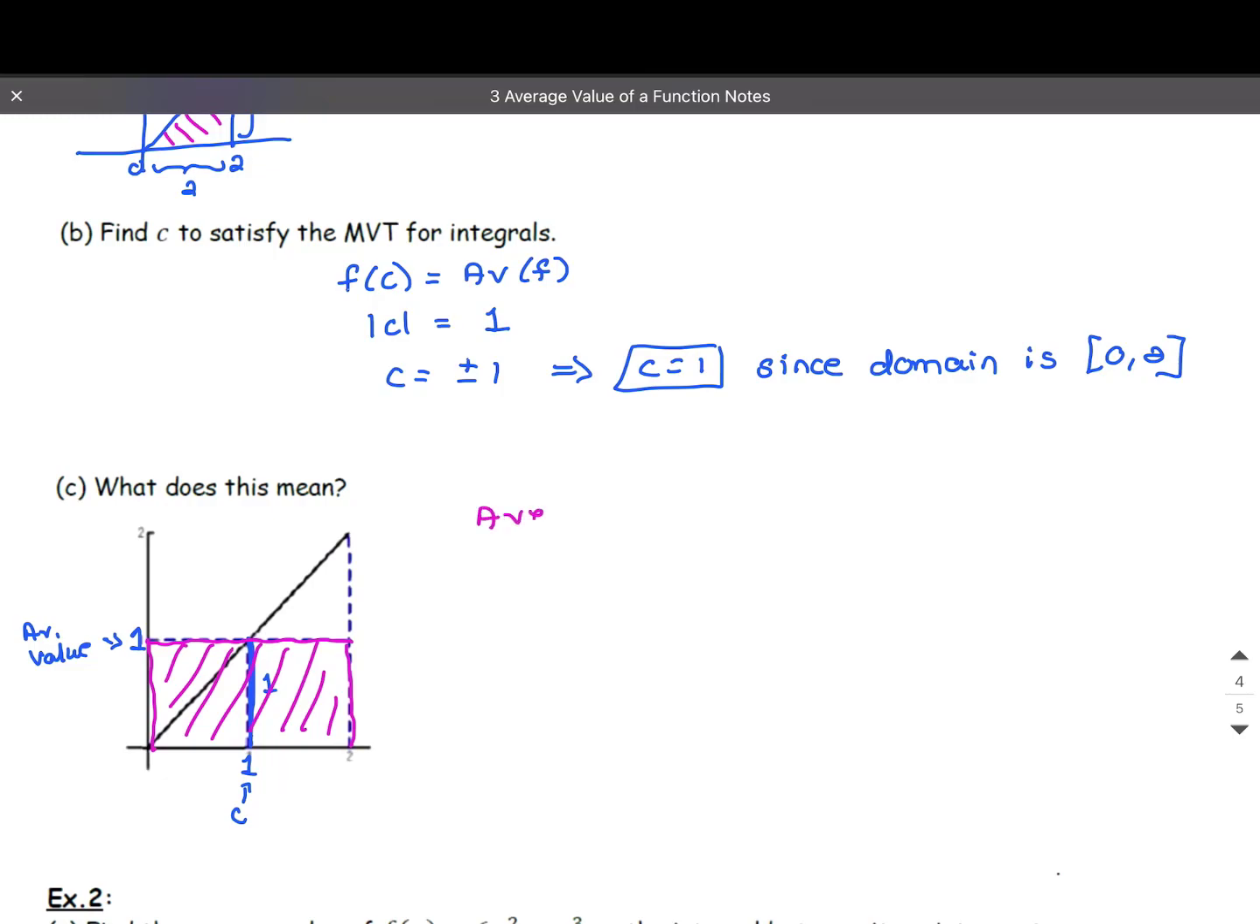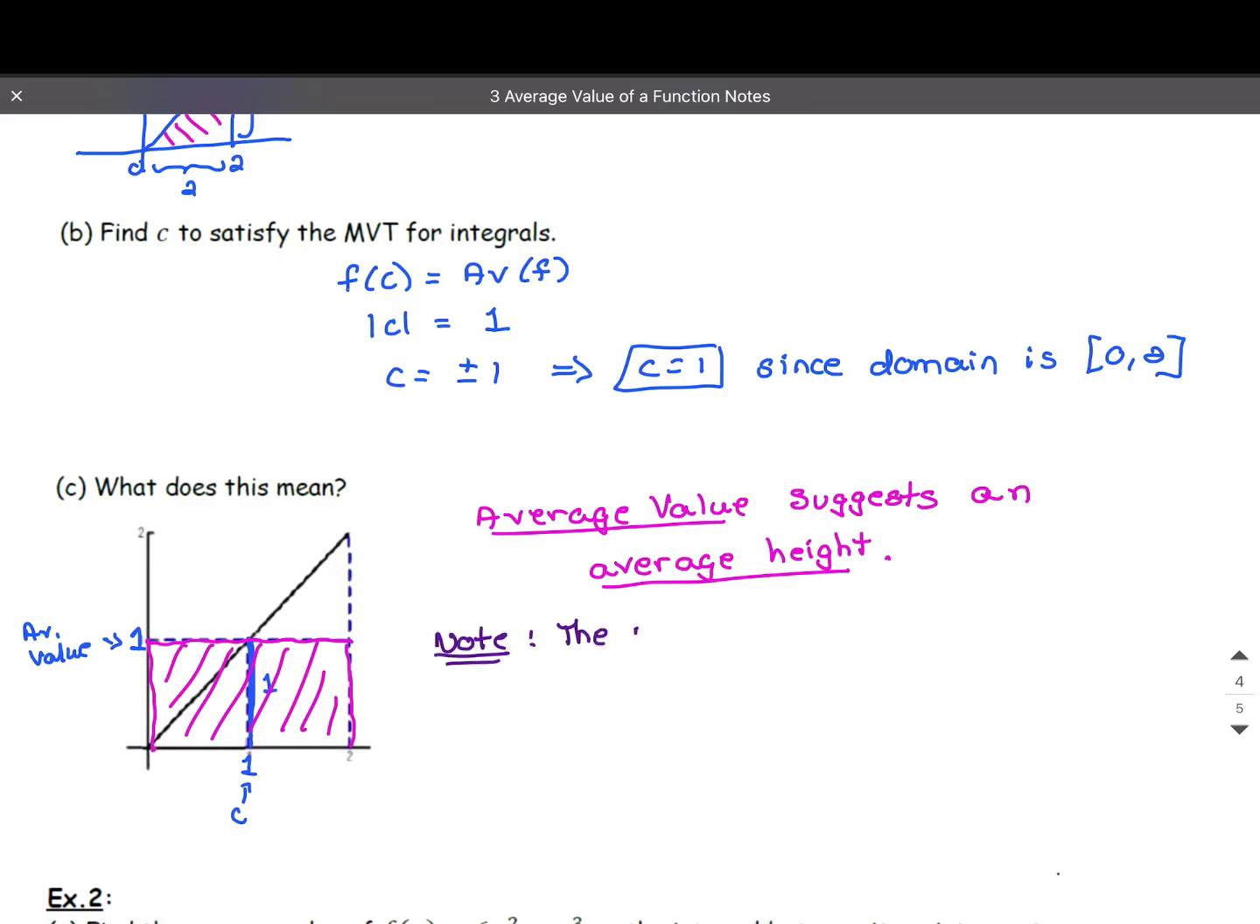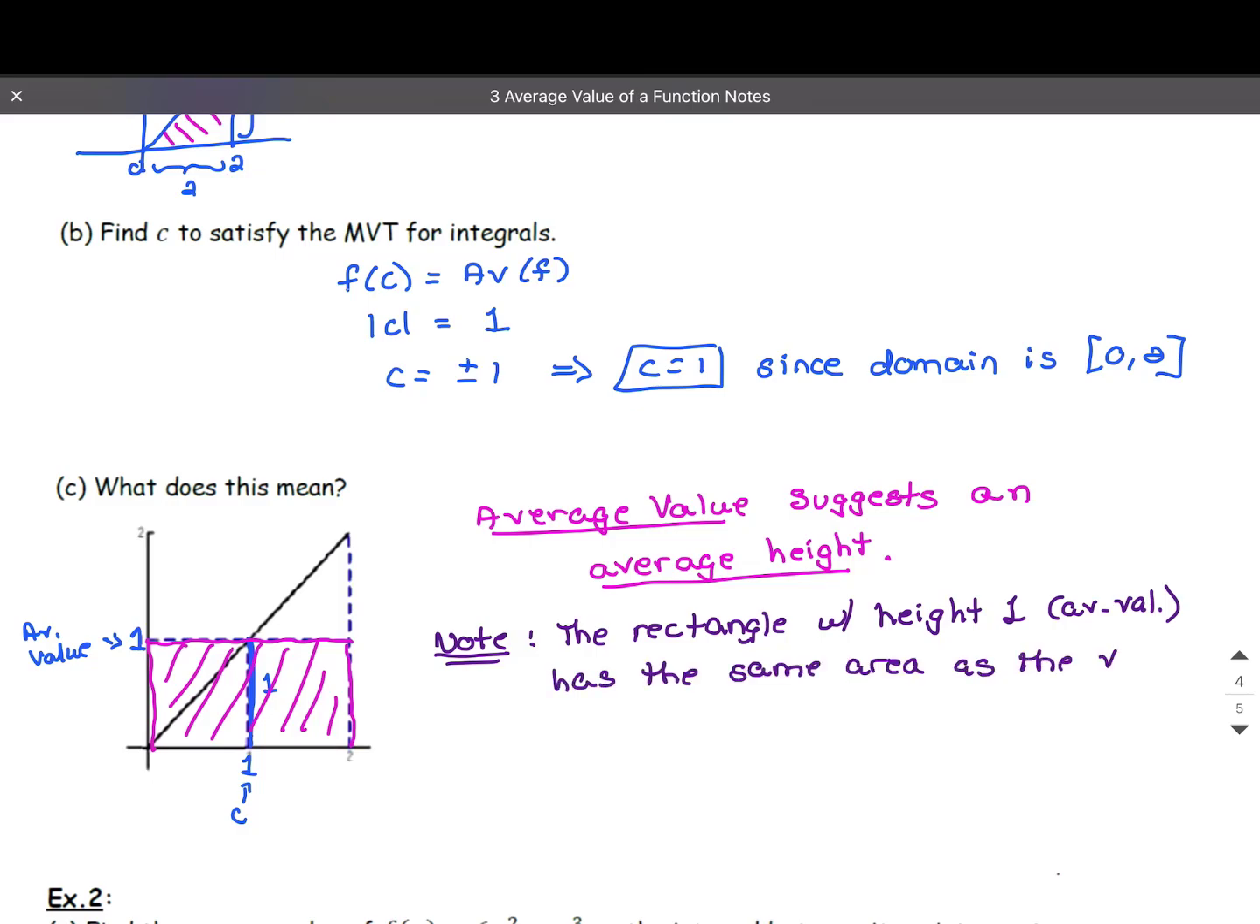It's the same as the value of the definite integral. So an average value suggests an average height. It's a y value. It's a function value. Okay? But it also means that the rectangle with height 1, which is the average value, has the same area as the value of the definite integral. How cool is that? Okay, kind of cool.